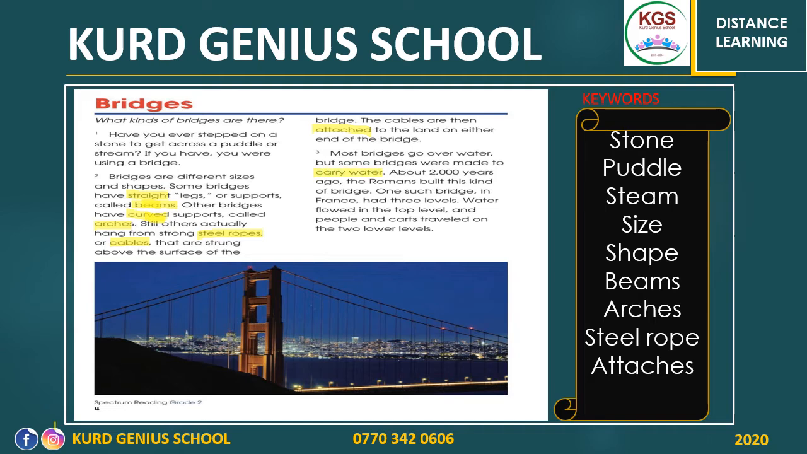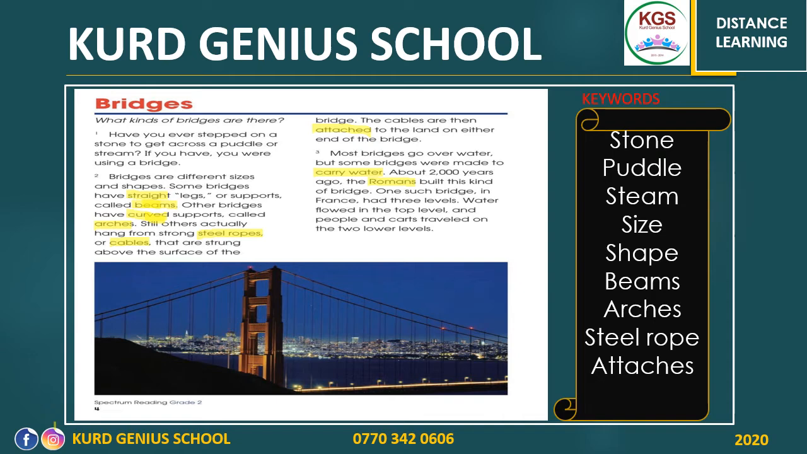About 2000 years ago, the Romans. Who? The Romans. Let's remember the Romans built this kind of bridge. So the Romans built a bridge to carry water from one side to the other side. Okay, and now let's carry on reading.